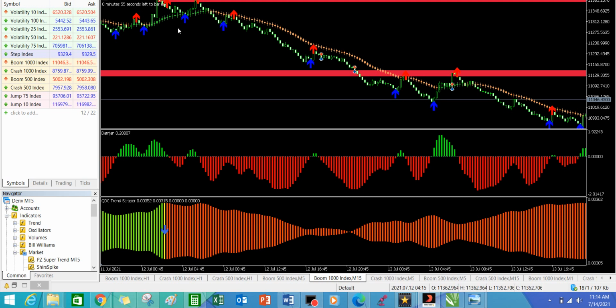Okay, so let's go straight into what we have right now. This is Boom 1000. What I want you to do is to have this setup on your 15-minute time frame. So turn your chart to the 15-minute time frame. Once on the 15-minute time frame, what you should look out for is this trend. Come down to this trend, wait for it to start. Like I said, you need to be very patient.